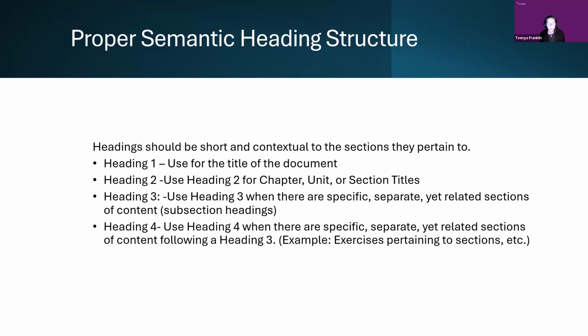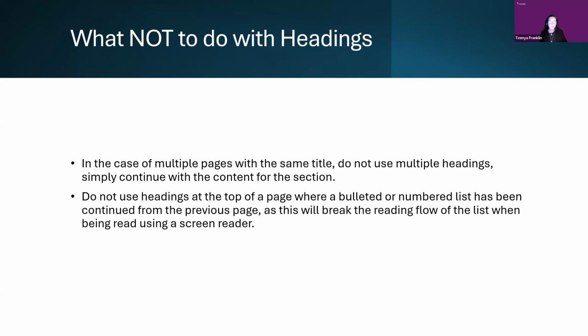Proper semantic heading structures. Heading 1, title of the document. Now, here's something that most people are unaware of. In Word, the title style does not convert to a title in PDF. PDF does not have an associated title tag. So when you're going to convert to PDF, always use a Heading 1 for the title of your document, and then go down consecutively 2, 3, 4, and so on if needed.